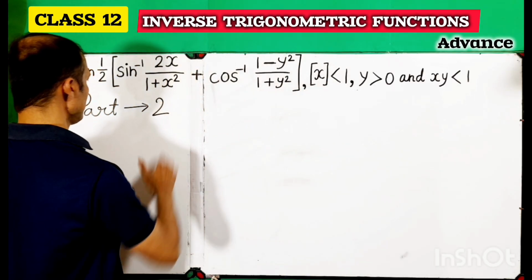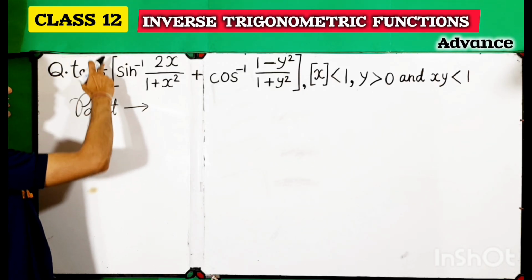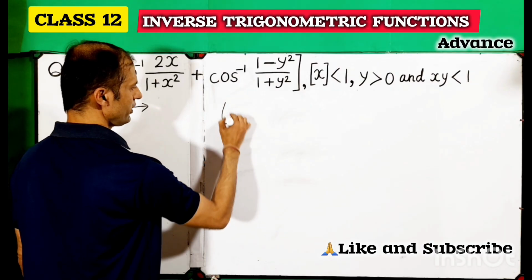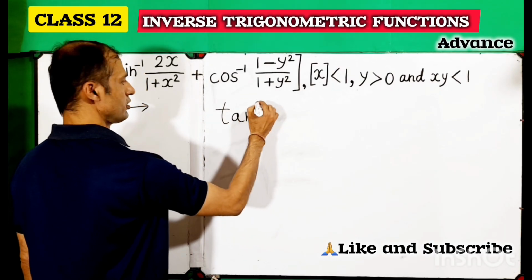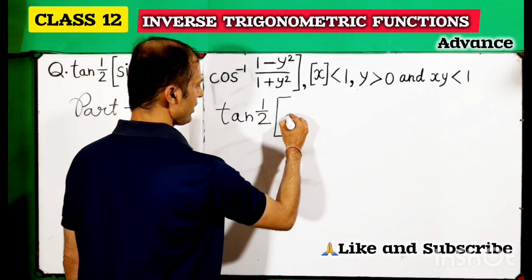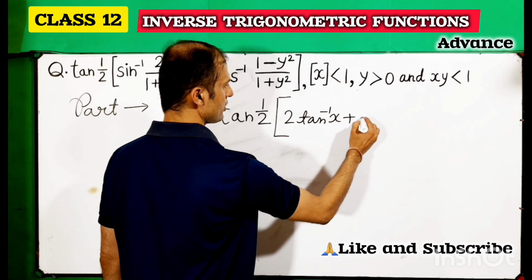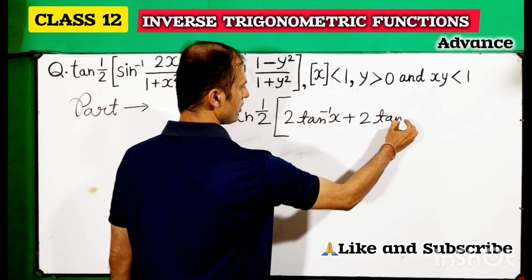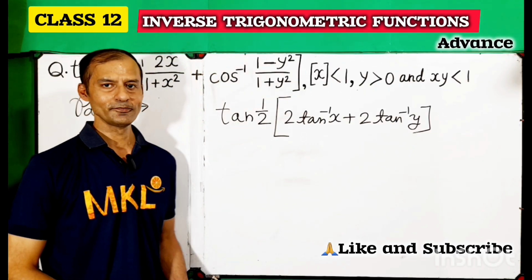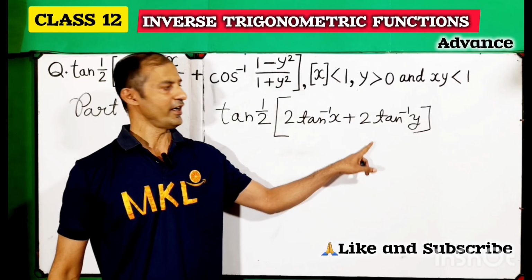Now here we see this one. We have to note down this one, as in the question it's written tan of 1 upon 2. So I should write here tan of 1 by 2. Now the function we'll get is 2 tan inverse x plus 2 tan inverse y. What will we do next, students? In this situation, what do you find? We find 2 and 2.